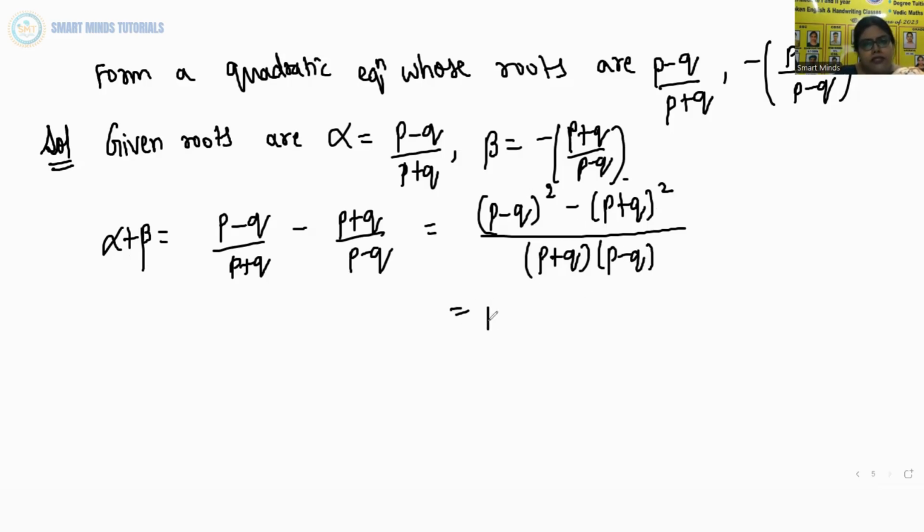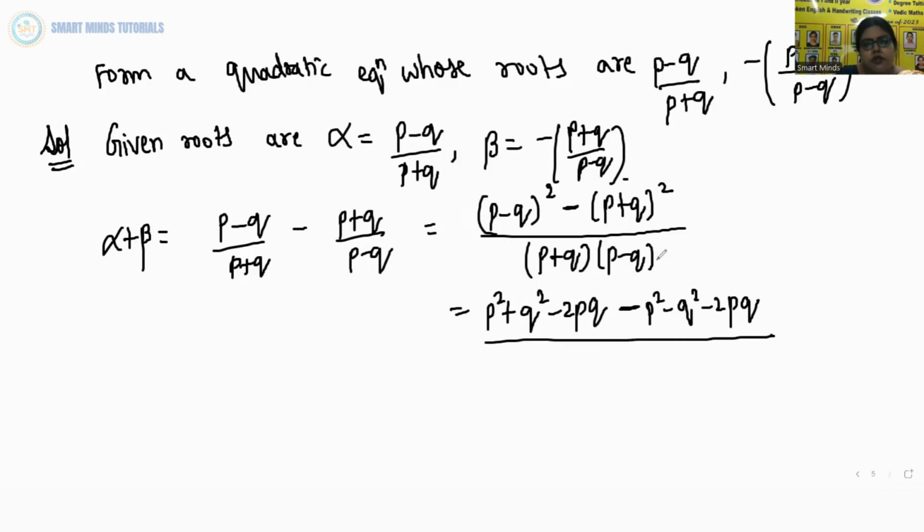Now if you open the brackets, p square plus q square minus 2pq, minus, see here in (p plus q) whole square you get all positive, but here before the bracket you have a minus sign. So minus p square minus q square minus 2pq by (p plus q) into (p minus q), which is p square minus q square. So p square and q square cancel, and you get minus 2pq minus 2pq, which is minus 4pq by p square minus q square. This is the sum of the roots.